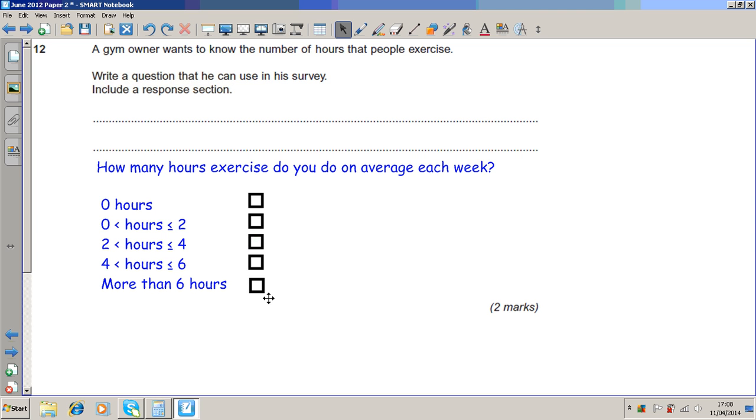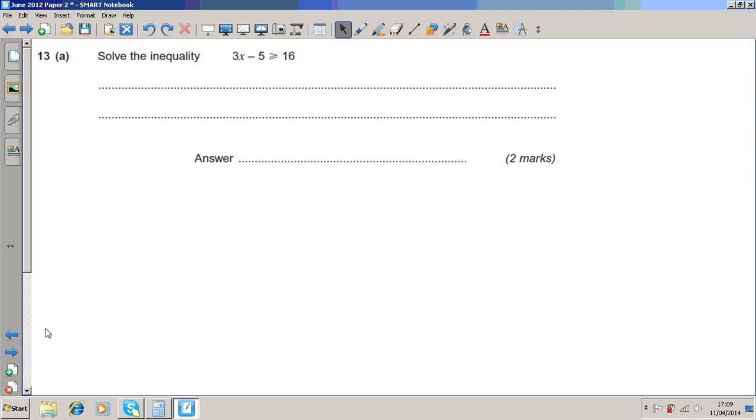So you can see, hopefully, that if you're 0 hours, you tick that one. If you're 2 hours, then you tick this one, not this one because it's not equal to. If you're 4 hours, you tick this one, not that one because you're not equal to. 6 hours, you tick this one because this one is more than 6 hours. Then more than 6 hours is there. Okay, so just make sure your response sections don't overlap, so that people know exactly which one to tick for the amount of time that they've done.